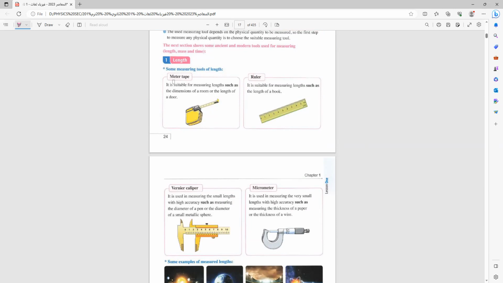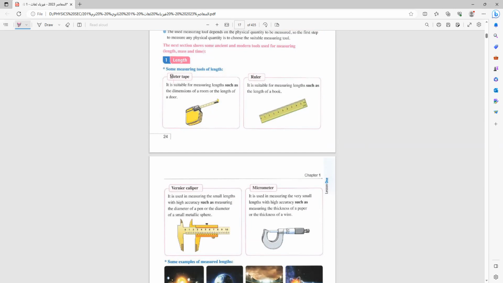Firstly, meter tape or graduated tape is suitable for measuring length. All of us know it measures length, like the length of a pencil, or the length of a room side. It measures large lengths.